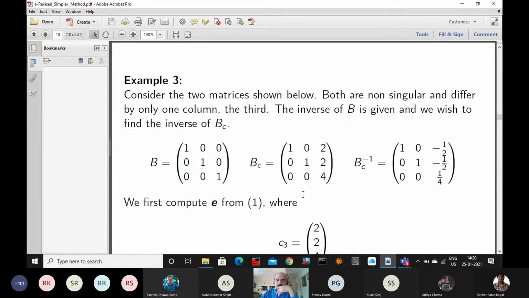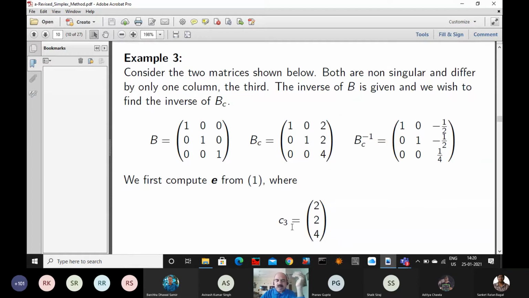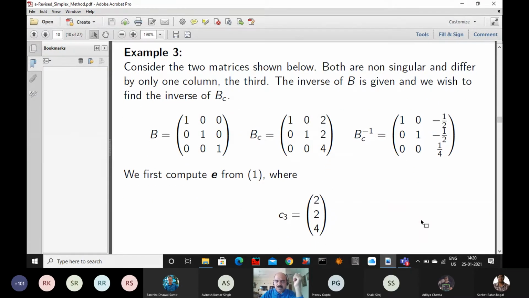So if you compare B and BC, the answer is that BC inverse is this. And how have we got BC inverse? What is C3? C3 is the last column, 2 to 4. C3.